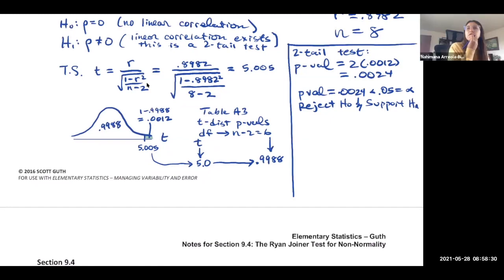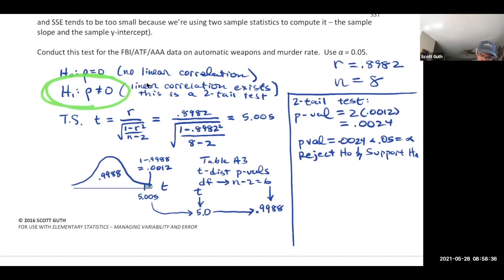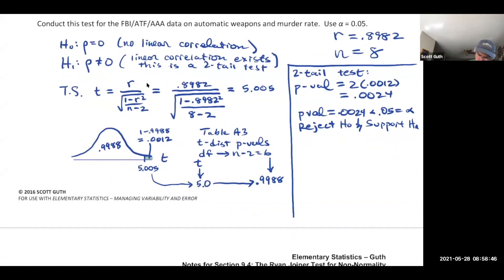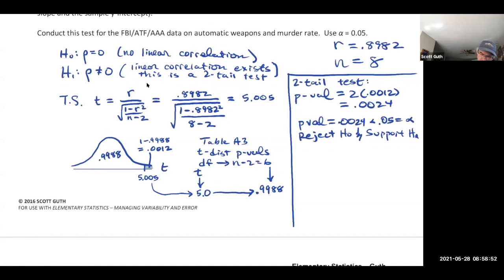Yeah, so you only multiply it by 2 for the two-tail test, right? Exactly, and those are the ones where the alternative says not equal. You good? So correct. So yeah, so we reject, support the alternative. The alternative is the one that says here that linear correlation exists. So we'll just say the data support that claim.